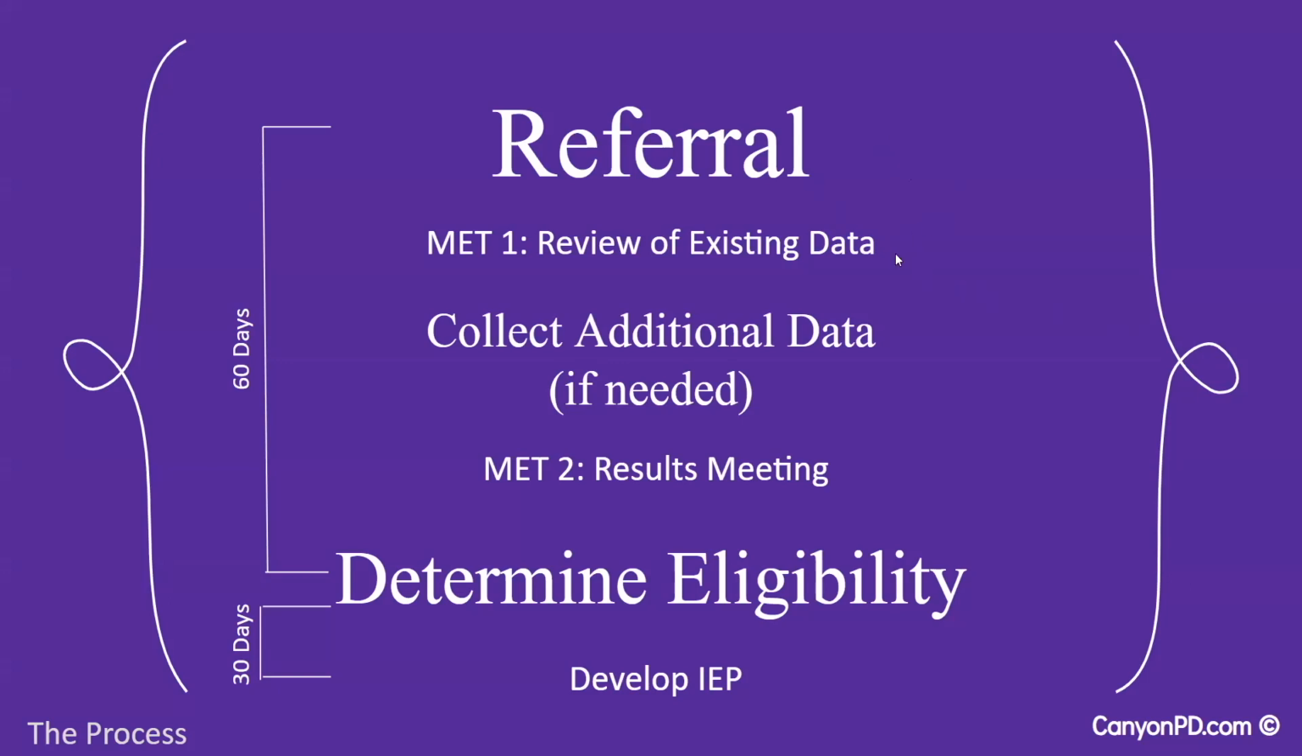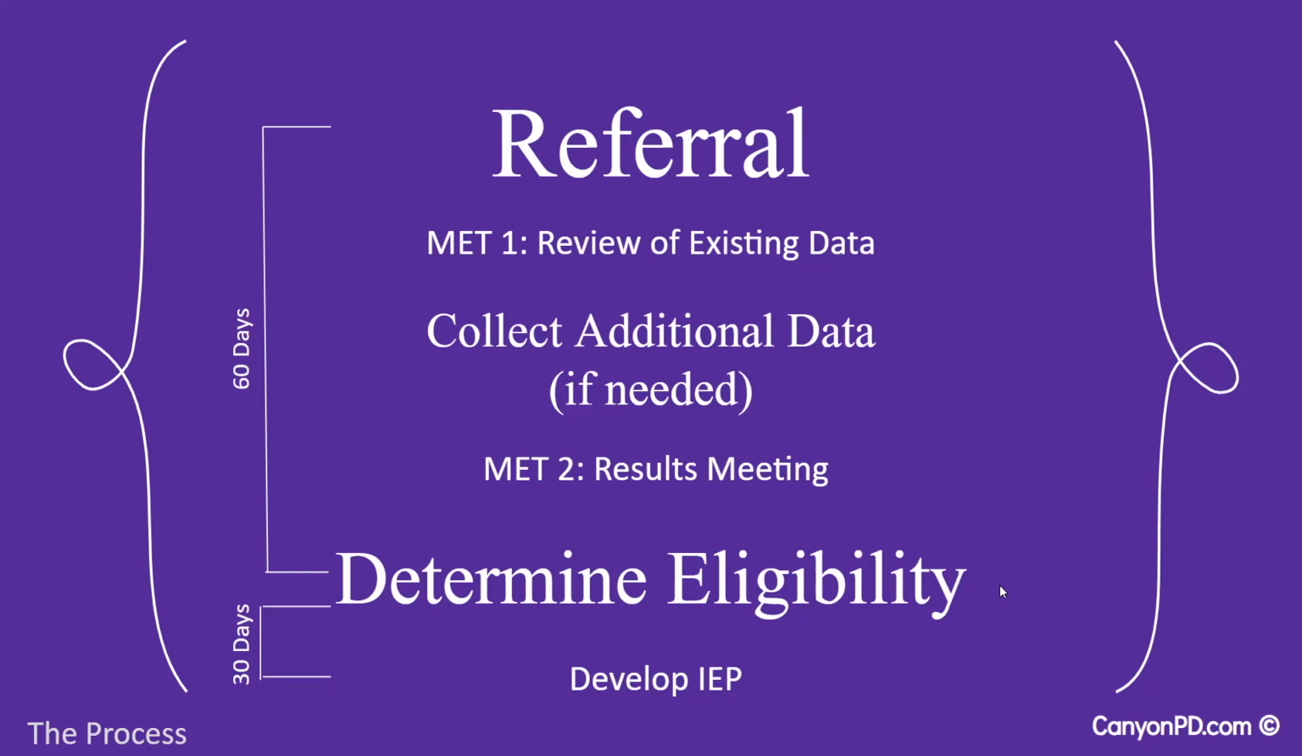Then we're going to review the existing data. We're going to come together as a team and look at what we already know about the student, and that will typically lead to us collecting additional data. We want to have as much information as possible before we make this decision. Then we're going to have a results meeting. That's where we would now review all the new data and existing data to make a decision. That's when we determine eligibility.